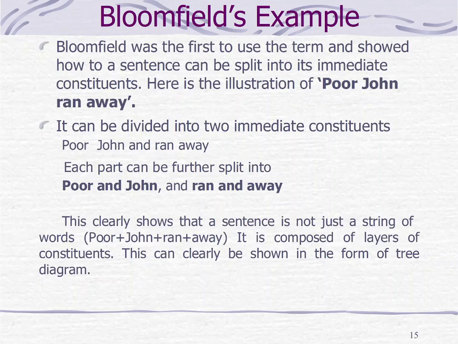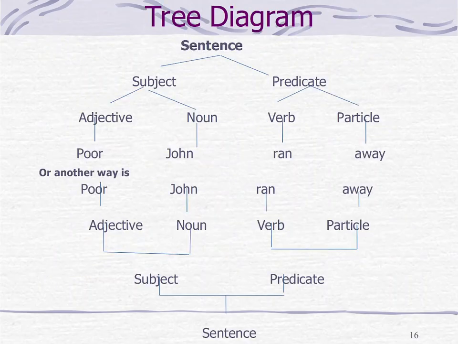It has layers. So, we have seen how the sentence is first divided at the level of subject and predicate, and then again further divided. This becomes clear in the form of the tree diagram of this sentence. Here the sentence is divided into subject and predicate, subject again divided into poor, which is adjective, and John, which is noun, and the predicate part has verb ran and particle away.